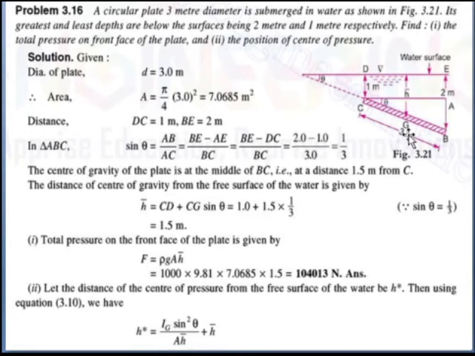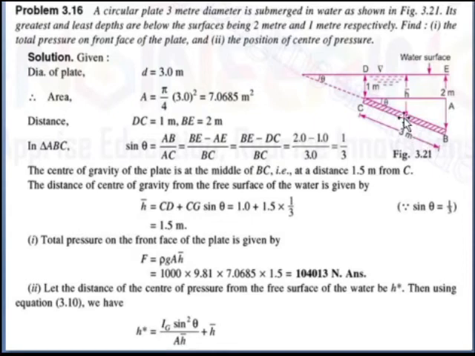They have not given the value of theta over here. Only the least and the greatest distance from the free surface of the liquid they have given, and the diameter here is 3 meter. The center of gravity is acting at the center of the circle, meaning at a distance of 1.5 meter from the edge. From here to here, that is G to B distance is 1.5.